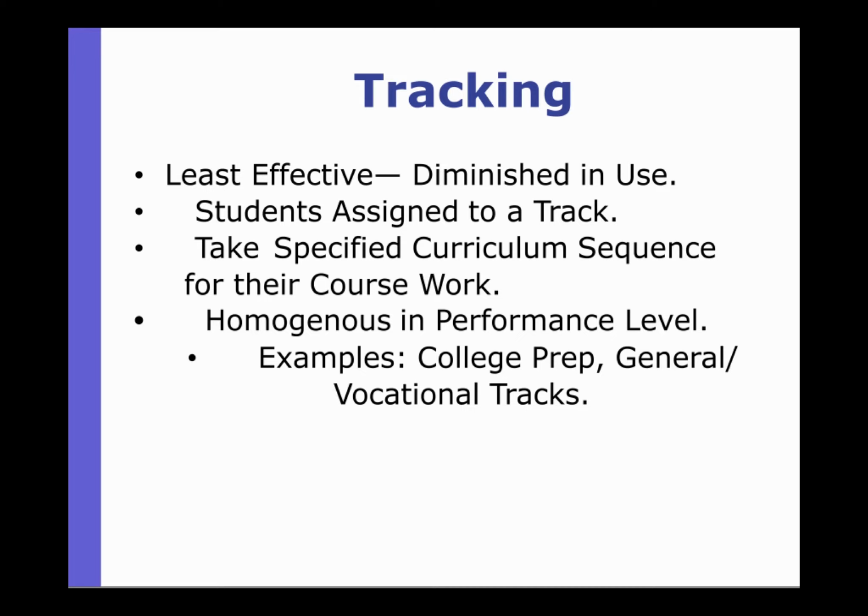Those of you that were in IB, that would be a tracking one. It takes a specified curriculum sequence for your coursework. It's very homogeneous in the performance level, so you have all your high-level kids, and then there might be a low-level track for kids who are not college-bound and stuff like that. College prep, general, and vocational tracks are typically the types of tracking.